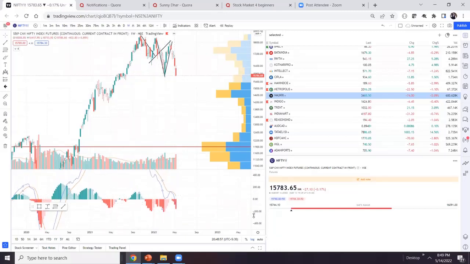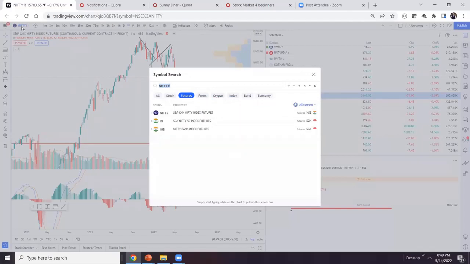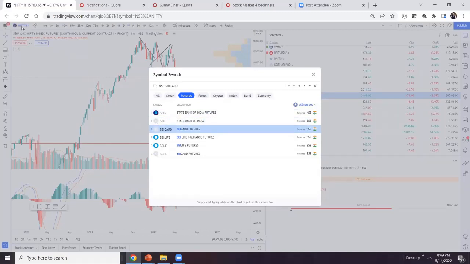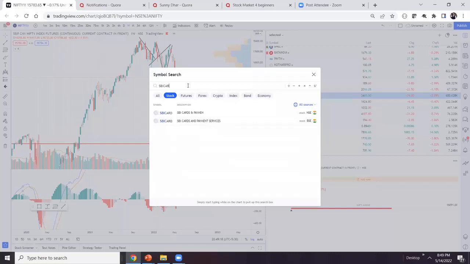Okay. And sir, I have asked one question on Quora about SBI Card. You told me that there is an ending diagonal pattern. So let me answer that, two minutes are pending. Yes, sir, SBI Card. Will there be any up move? Actually, I was holding 3,400 shares at an average price.